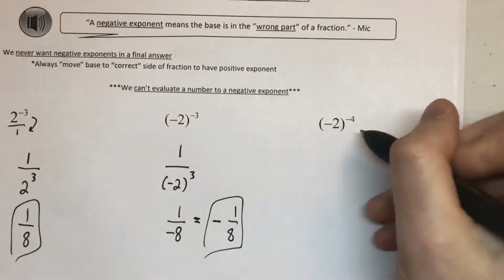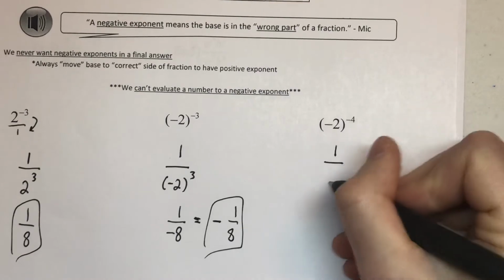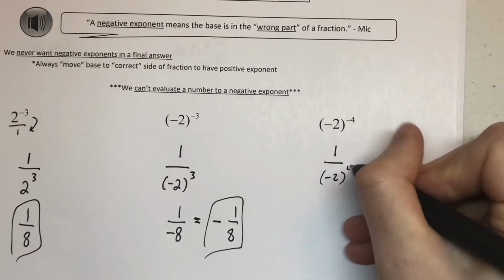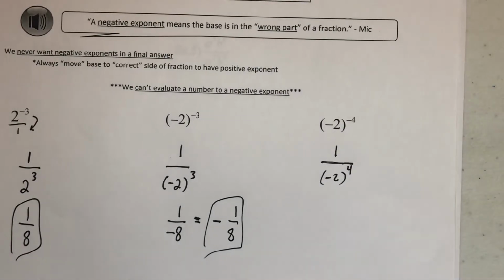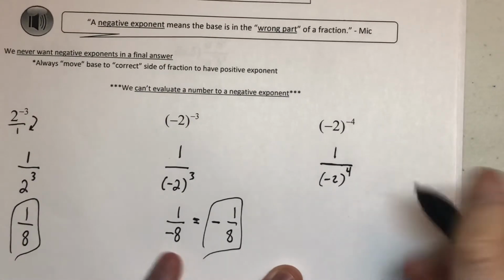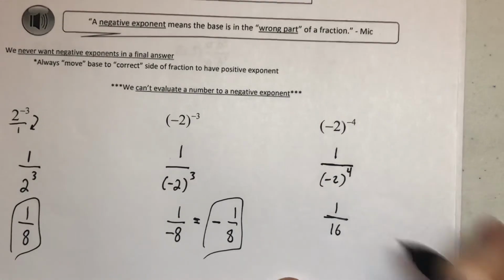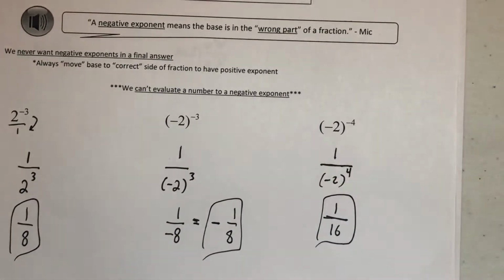And then one more here. Same exact idea as this one though. Negative 2 to the negative fourth. I'll change that to a negative 2 to the positive fourth in the denominator, and now negative 2 to the fourth: 2, 4, 8, 16, and it's a positive because it's an even number of negatives, positive 16, so 1/16.